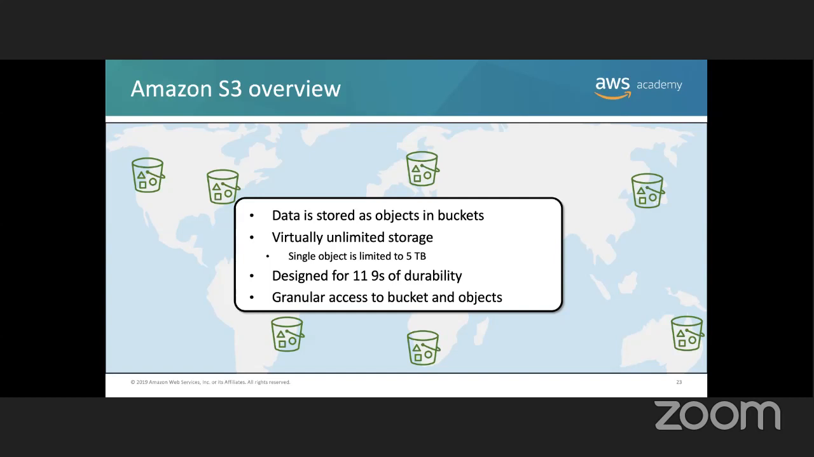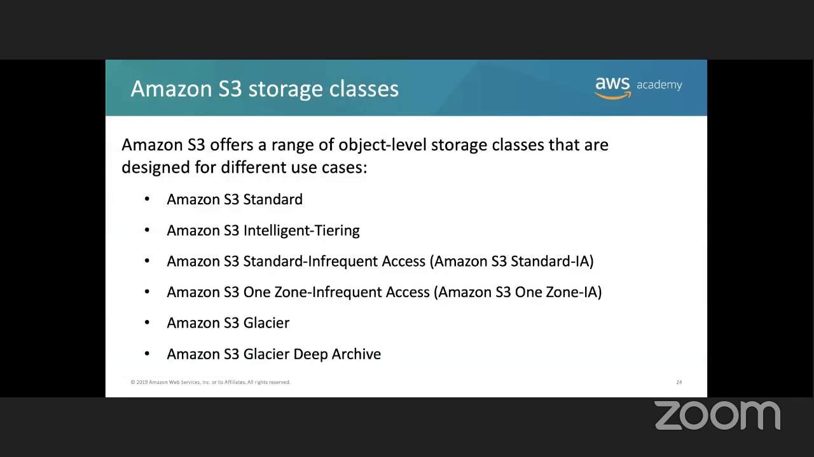It has granular access to buckets and objects. You have a bucket policy that either restricts or grants access to a bucket, okay? So it's very granular. The access is granular, okay? It offers a range of object level storage classes that are designed for different use cases. You have the Amazon S3 standard, okay? Standard, that's the one that we're using so far, okay?